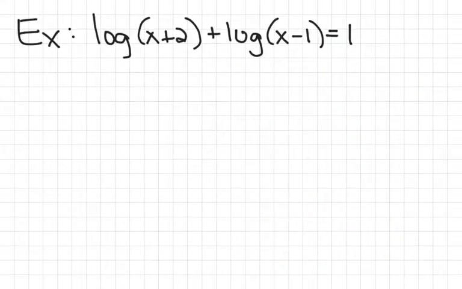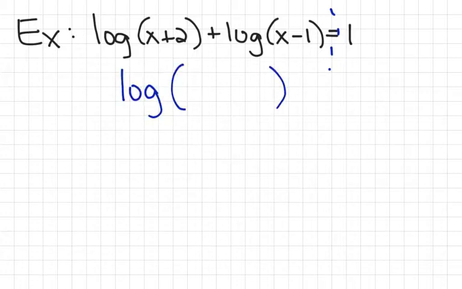In order to solve a log equation, sometimes we have to combine logs first, using our laws of logs. In order to solve a log equation, you can have no more than one single log on either side of the problem. So on the left-hand side of the problem, I have 2 logs. Well, since they're being added, I'm going to simplify it by multiplying the x plus 2 times the x minus 1. Well, x plus 2 times x minus 1 is x squared plus x minus 2.